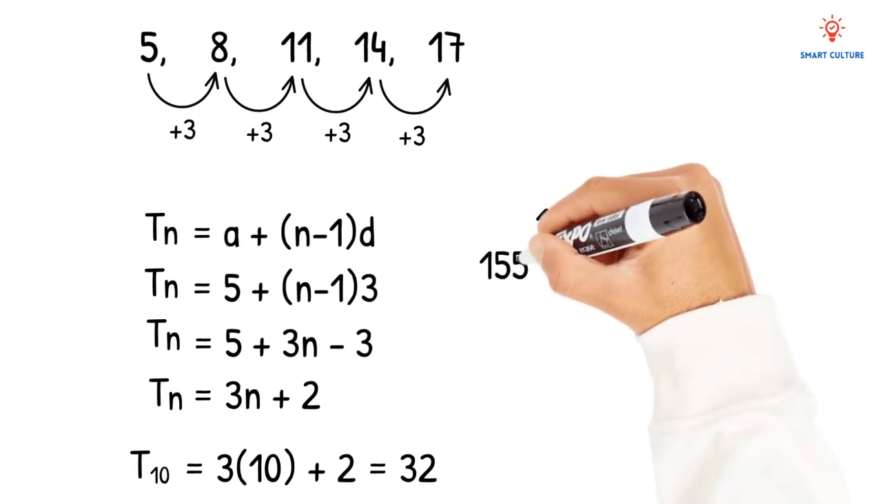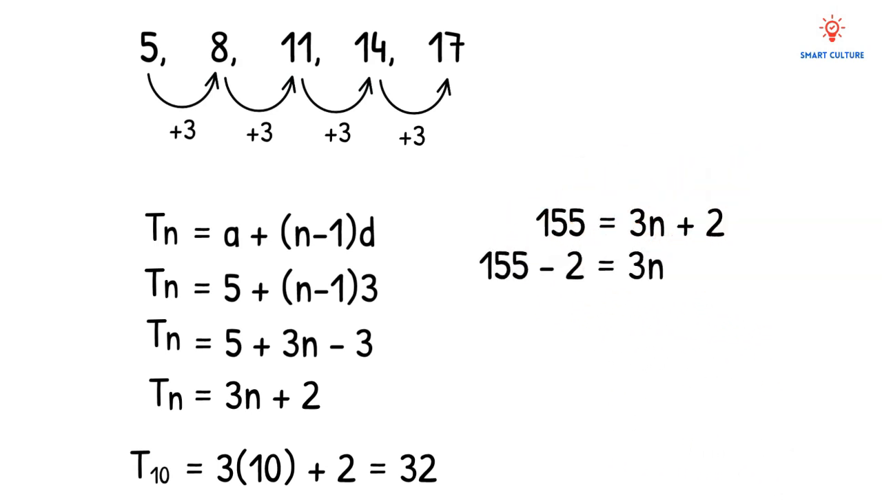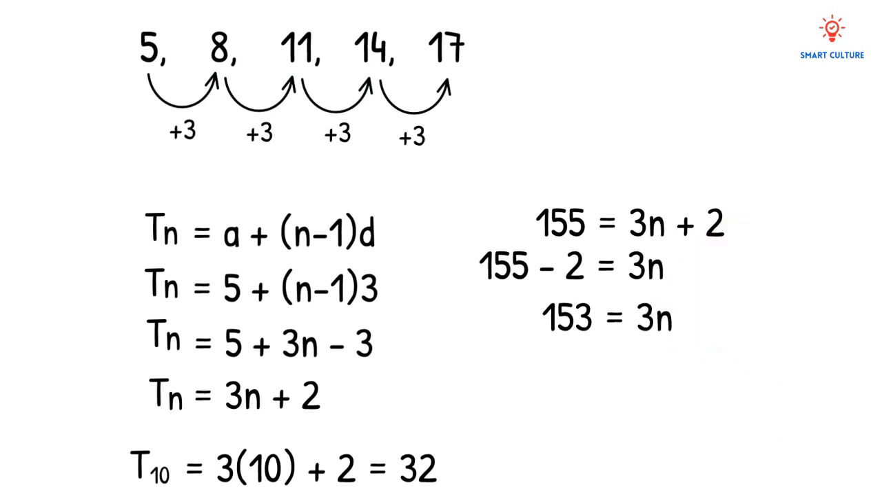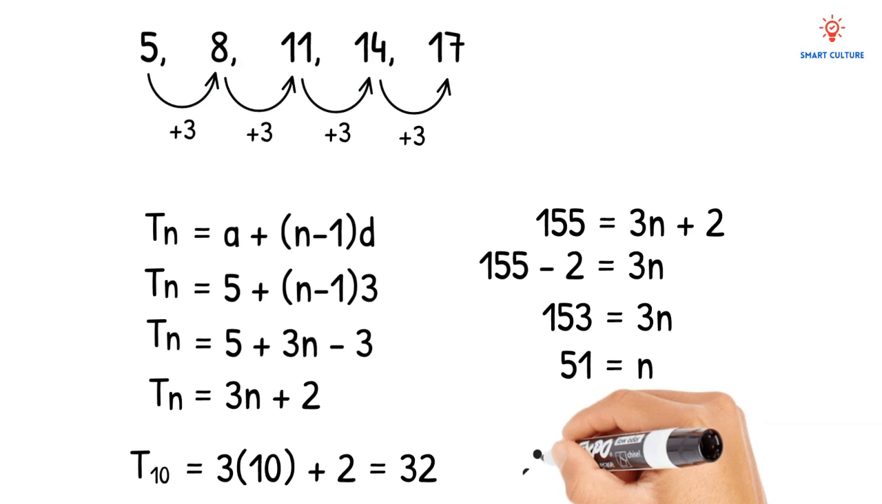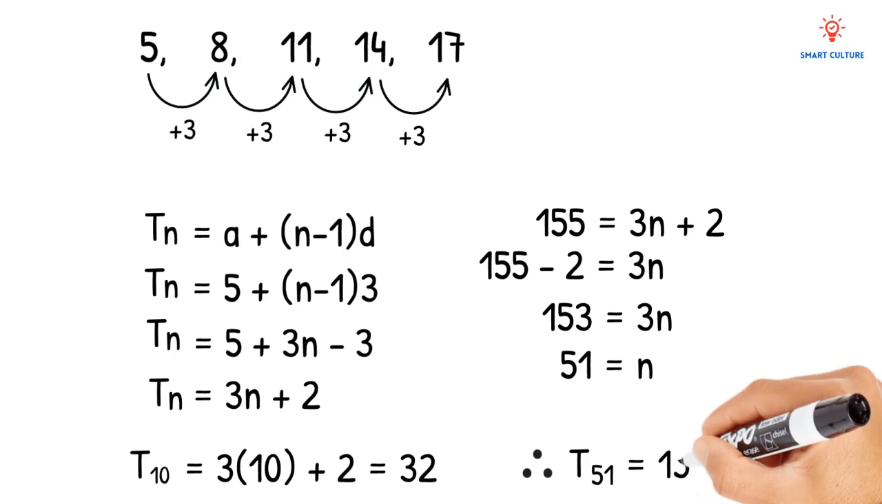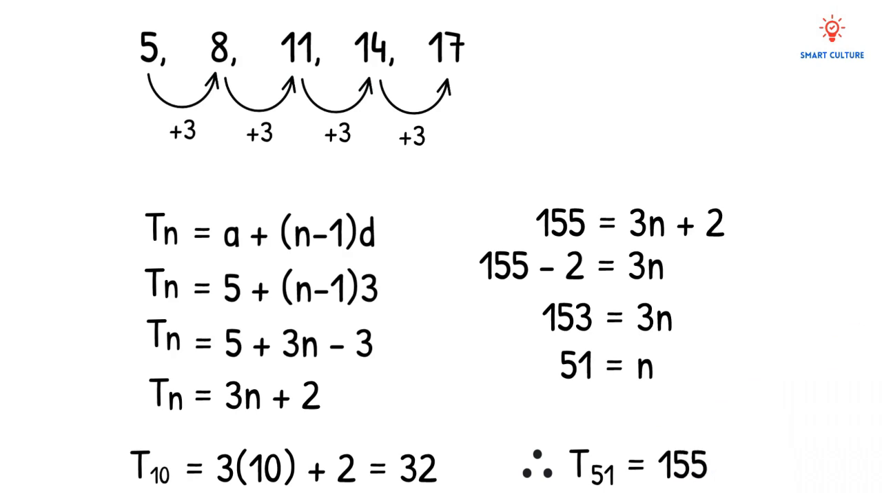So what we do is we want to get n alone. So we take over the 2 to the other side. Then it will become a negative 2. So then we have 155 minus 2 is equal to 3n. The next thing that we want to do is we want to get rid of this 3 because we want to get n alone. So we'll divide both sides by 3. 153 divided by 3 is equal to 51. So 155 is the 51st term in the sequence.